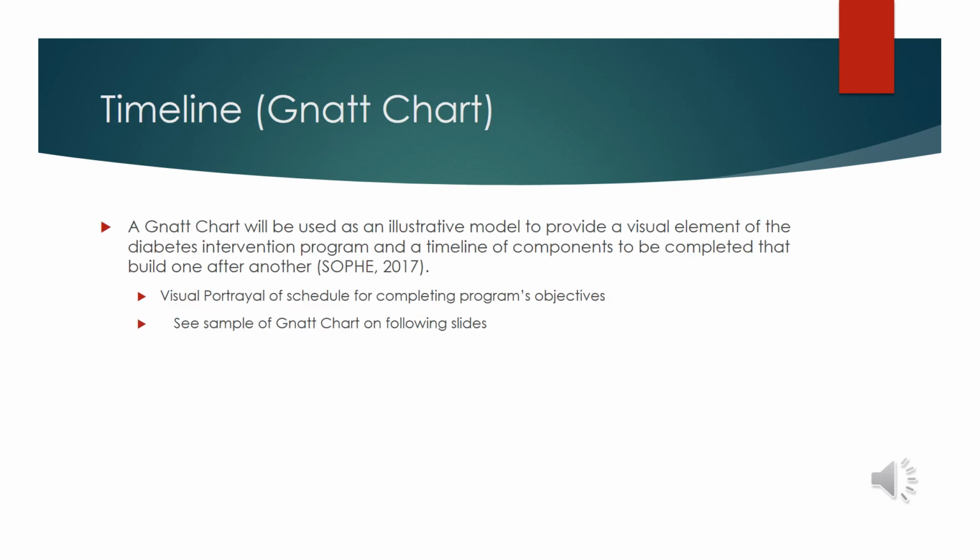A Gantt chart can be used as an illustrative model to provide a visual element of a health program and a timeline of components to be completed that build one after another. It provides a visual portrayal of the schedule for completing a program's objectives. The chart below is provided as an example of what is to be accomplished during 1 year of the Diabetes Intervention Program within a community.